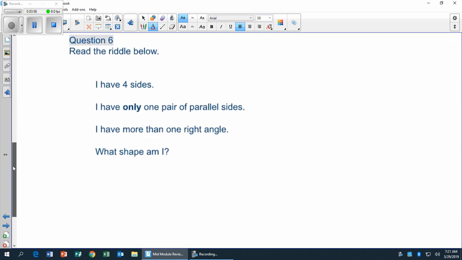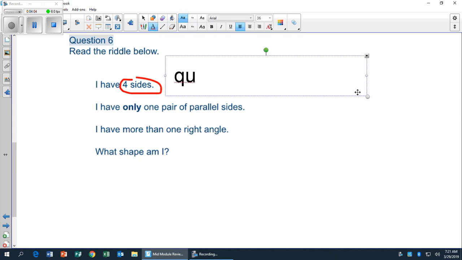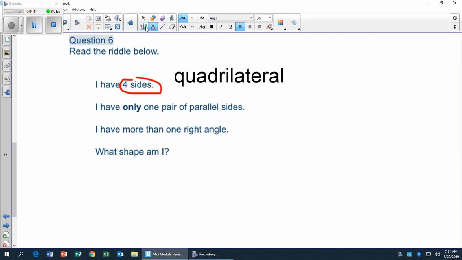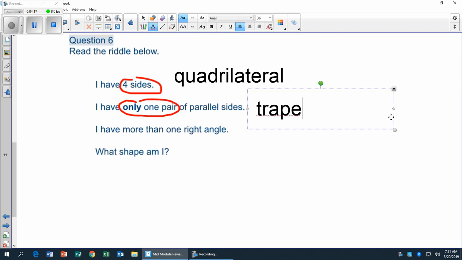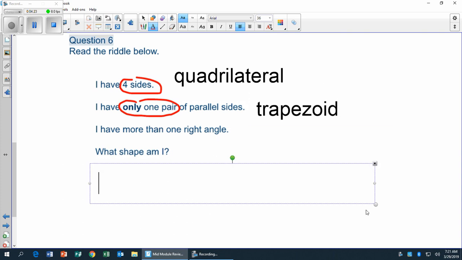Now we're going to read our riddle below. And we have 4 sides again, so we know that that is a quadrilateral. And only one pair of parallel sides. So when there's only one pair of parallel sides, we know that gets us down to a trapezoid. And then there's more than one right angle. So the shape is going to be a right trapezoid.